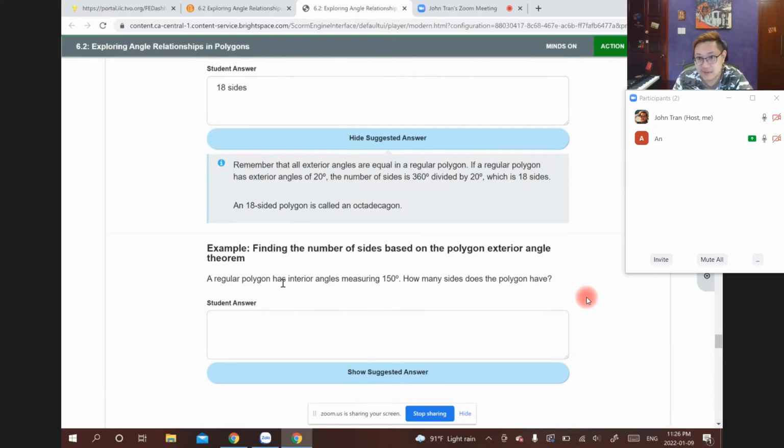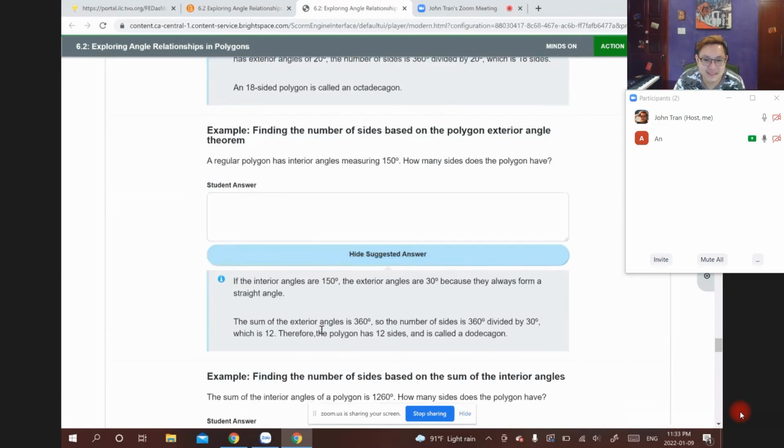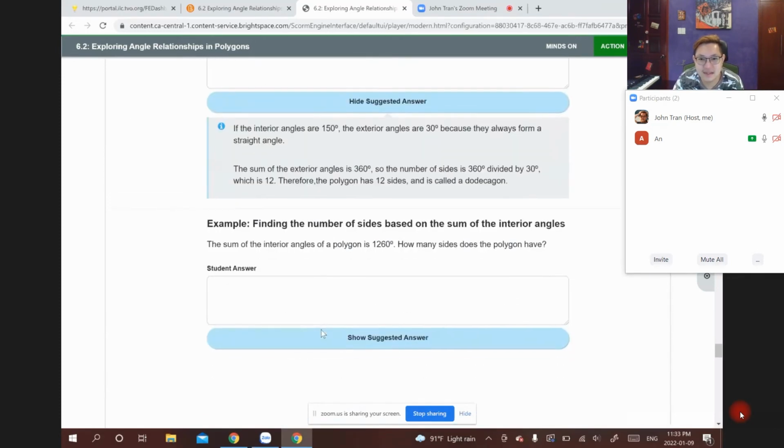There are two ways to do this. One is a hard way, another one is the easy way. But I'll let you do this. Let's check the answer. Is it 12 sides? Exactly. It's a dodecagon.